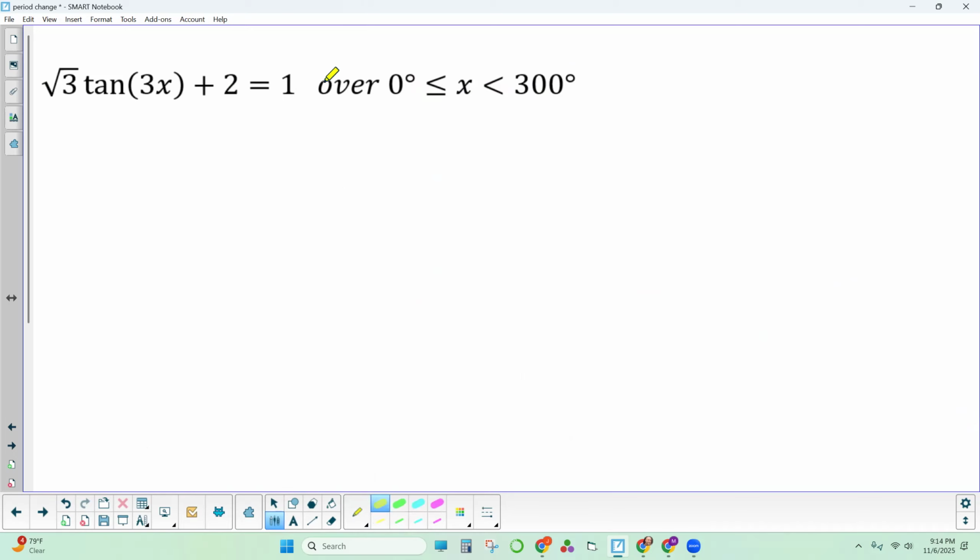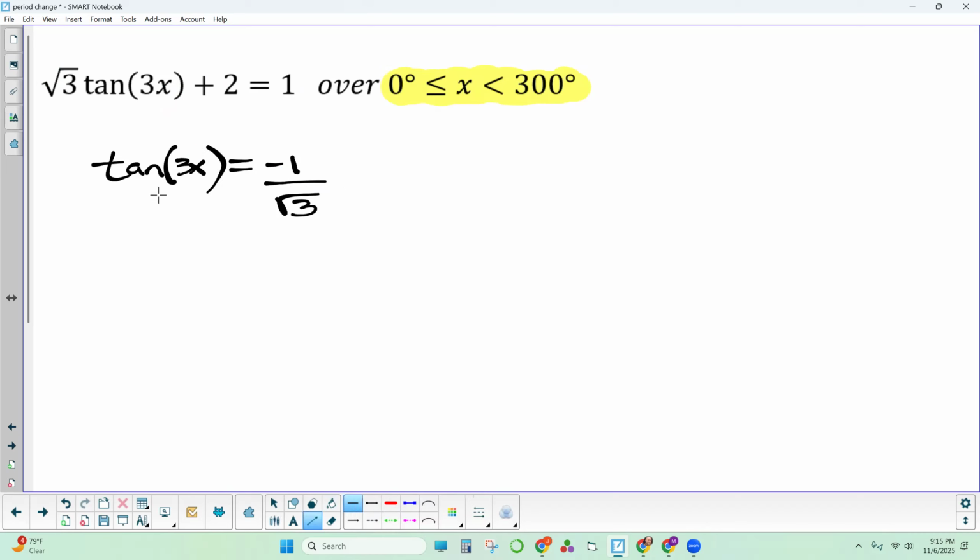Okay, so this one is tangent, and we are solving for 0 to 300 degrees. So now we're changing gears, going to degrees. And looking at this, I can see I've got a 3x. So this is going to be a horizontal compression. I'm going to isolate tangent by subtracting 2 and dividing by root 3. Okay? So I want to look for angles where tangent is -1 over root 3.